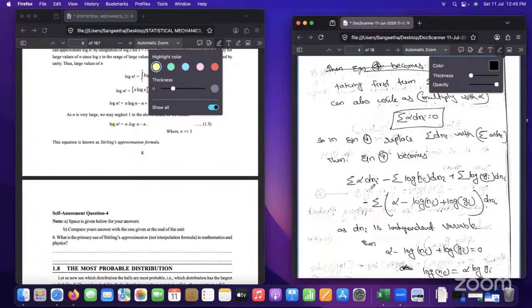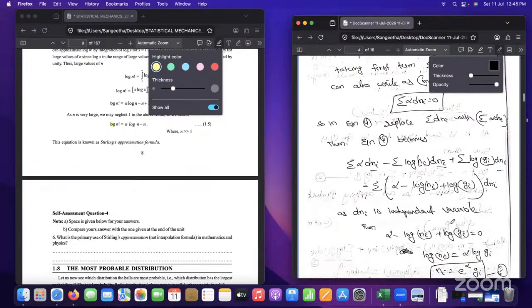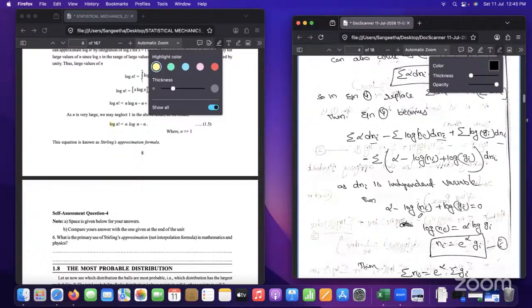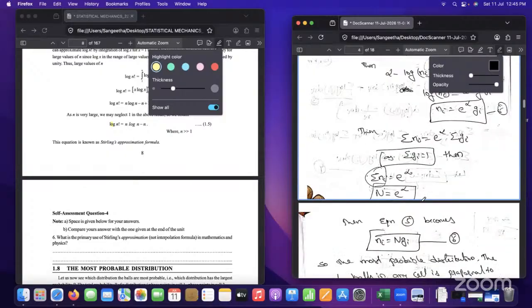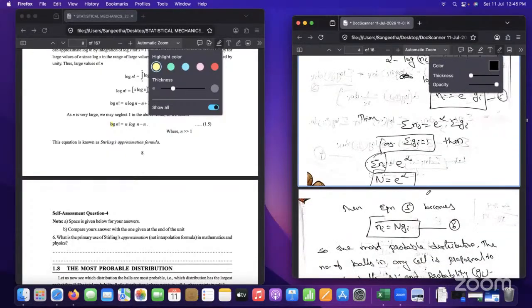And take dni common in the three terms. We have sigma of dni common. So we will get alpha minus logarithm of ni plus logarithm of gi. Making it equal to 0, we will get one final equation. What is the final equation? We will get ni equal to N times gi.